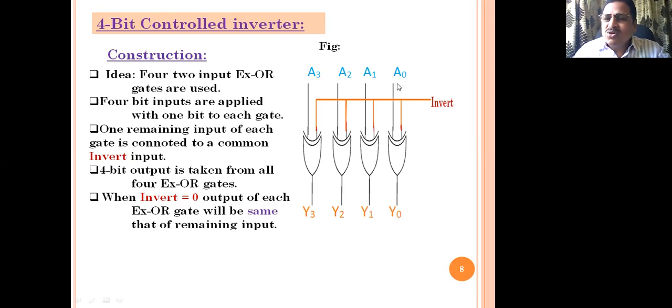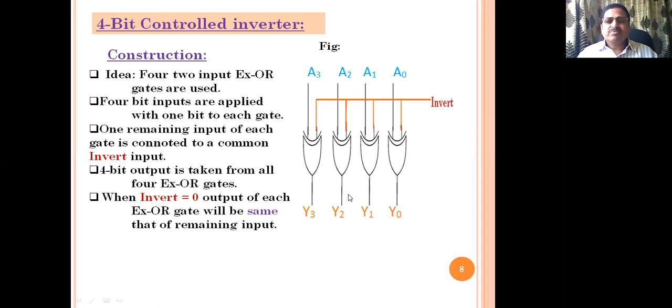Y0 equals A0, Y1 equals A1, Y2 equals A2 and Y3 equals A3. That means the resultant 4-bit output Y3, Y2, Y1, Y0 will be the same as the inputs A3, A2, A1, A0 when invert is at logic 0.